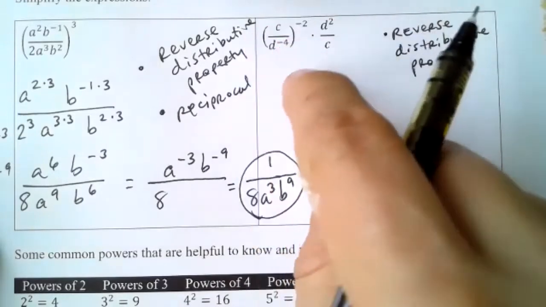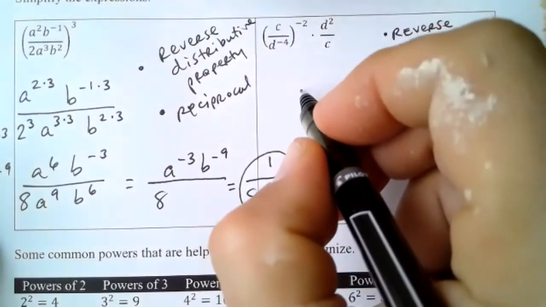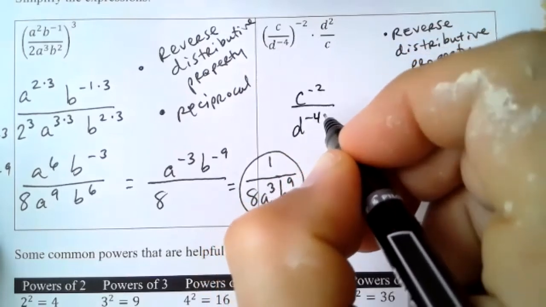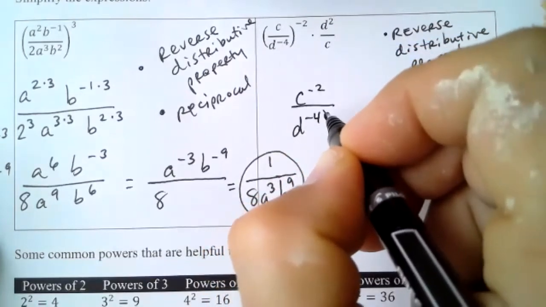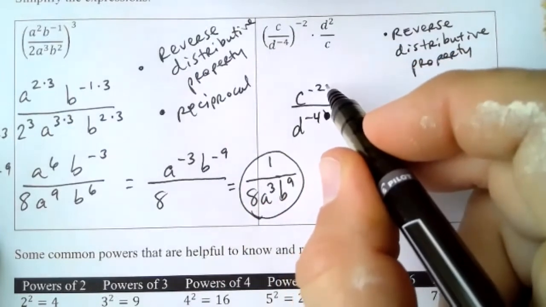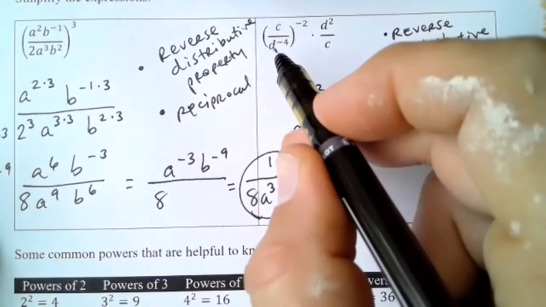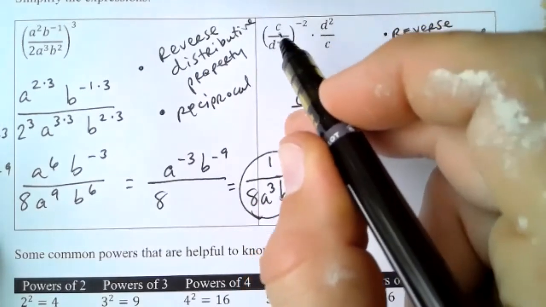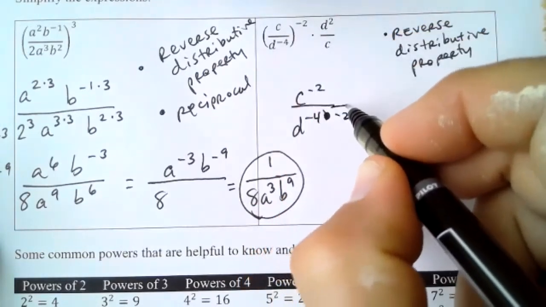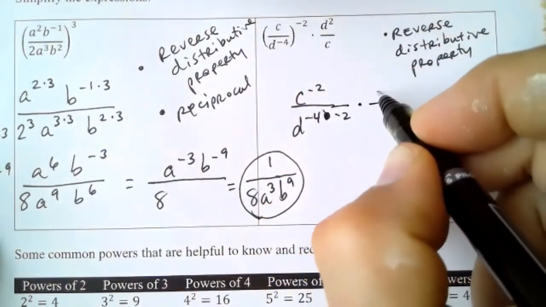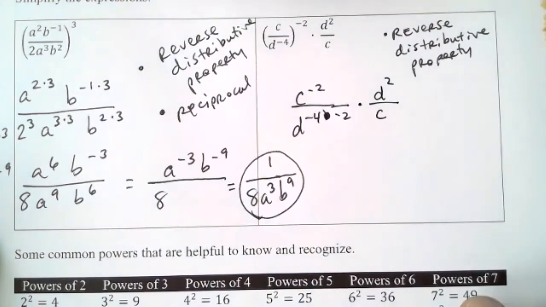I can't remember what the step is next, so I'm just going to work it out like I normally would. So this is going to be c to the negative 2 up here because you're distributing that to that. Now we've got d to the negative 4, and then we're going to multiply that by negative 2 because we're distributing that, okay? So now on top we've got d squared over c.